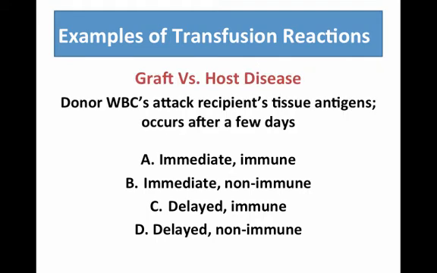The next issue we have here is something known as graft versus host disease, and it's not just related to blood transfusions. This can happen in tissue transplantation as well. And in this case, what's happening is the white blood cells from the donor blood are attacking the recipient's tissue antigens. This happens after a few days, and you can see some tissue damage as a result. So would this be immediate immune, immediate non-immune, delayed immune, or delayed non-immune?